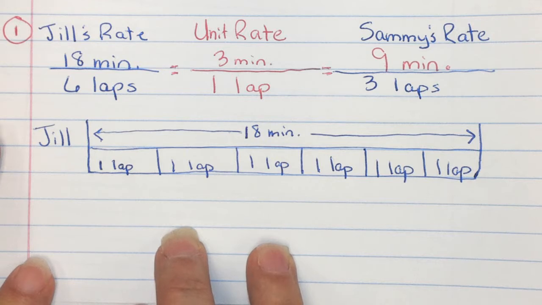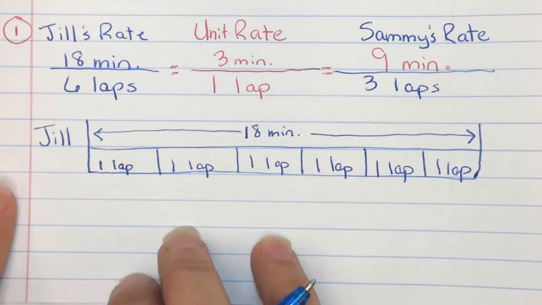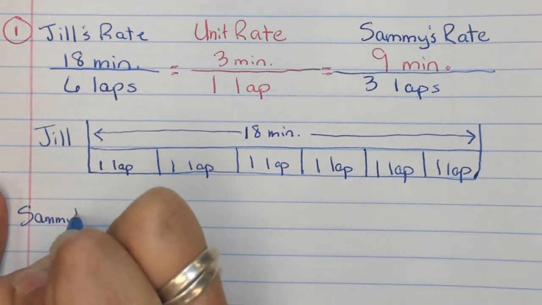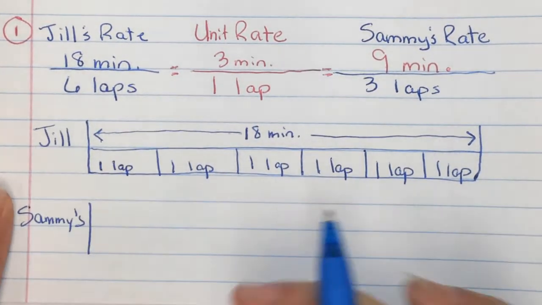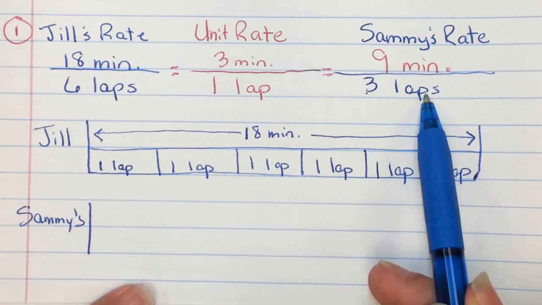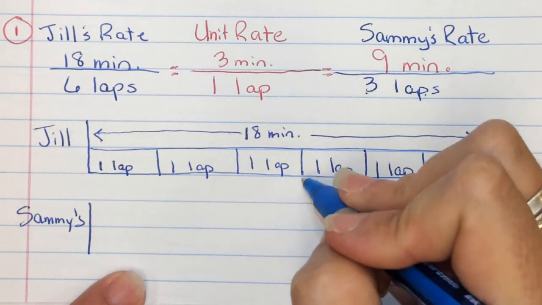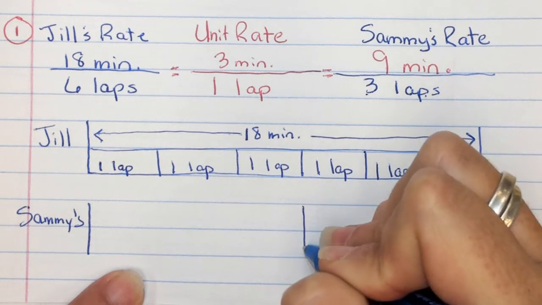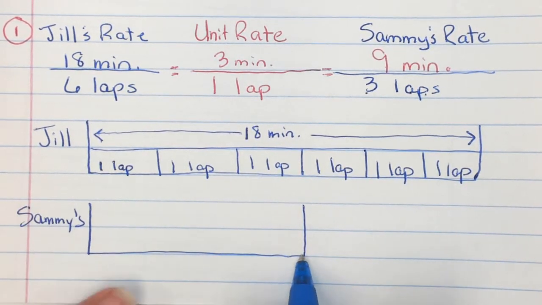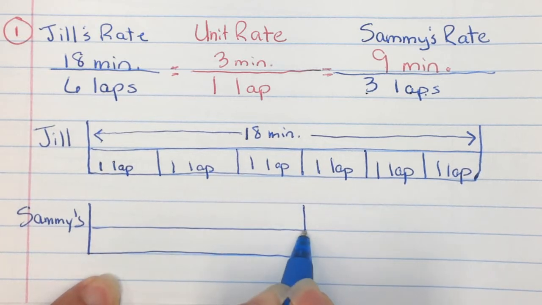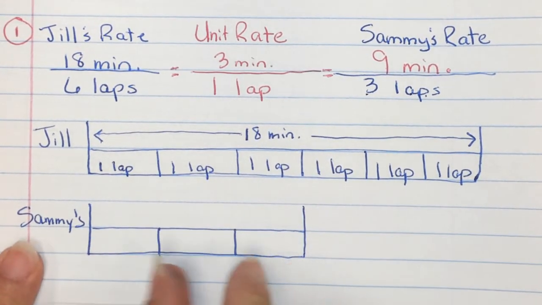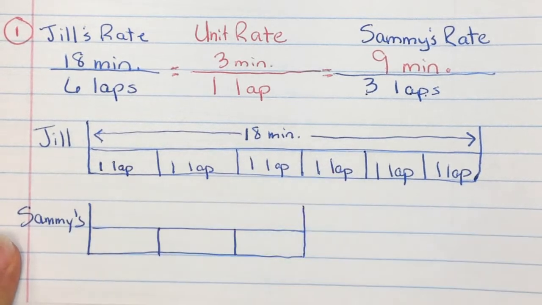Okay, everything good? Okay. Now I'm going to do Sammy's tape diagram here on the bottom. Now, the key is Sammy only needs 3 laps. Just 3. So I need to stop at that 3rd box, make my tape diagram stop at that third box. Try to make the boxes the same width as up here.